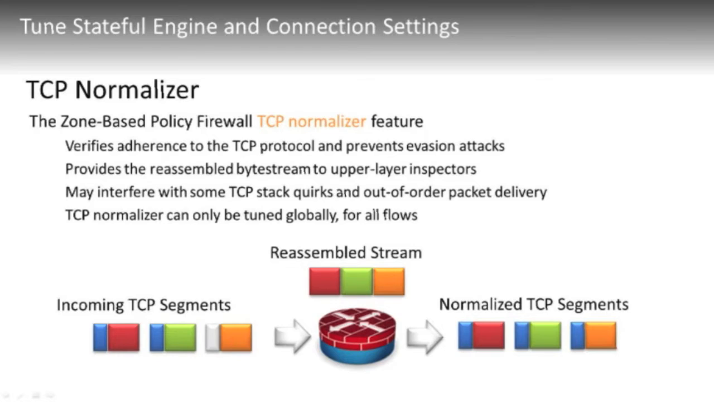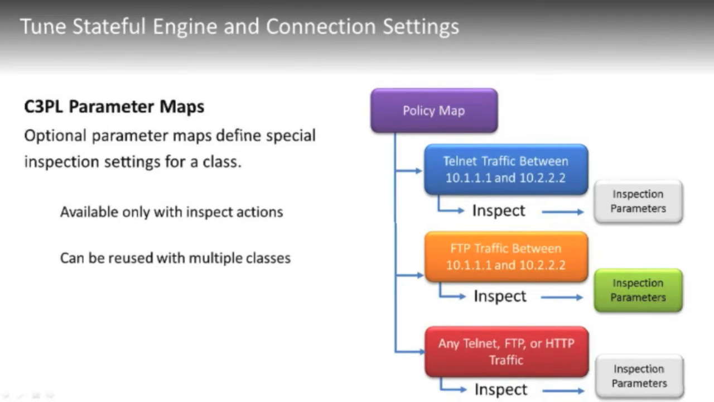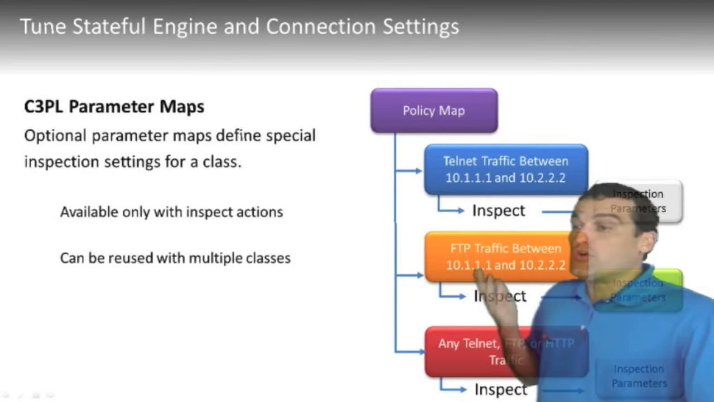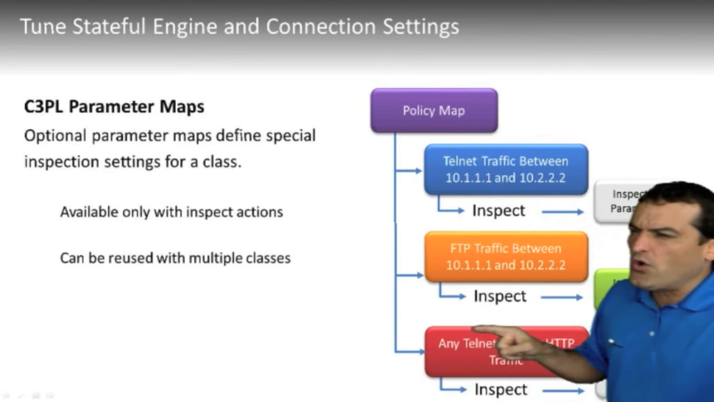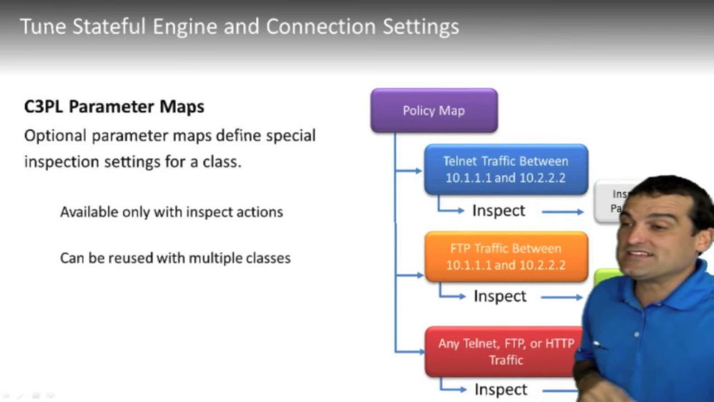Well, how do you do all this? Well, we can do this with parameter maps. We can use parameter maps to define special inspection settings. Notice we apply parameter maps here to tweak the inspection, or a better word would be to tune the inspection behavior, but logically we can only do it when we are inspecting traffic. It makes sense, right?